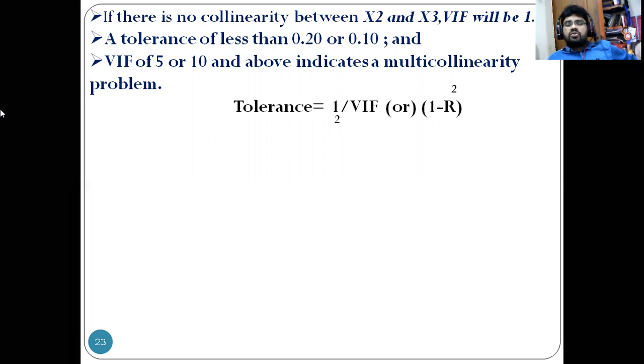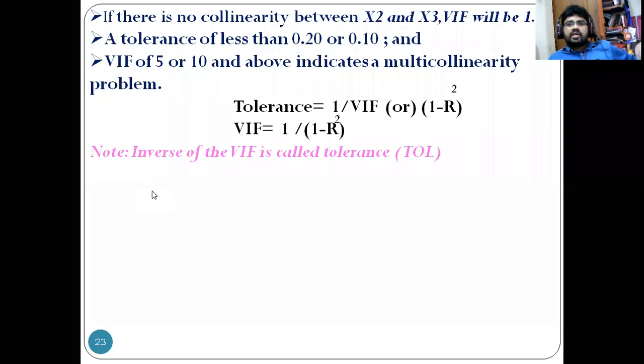So I'm going to show what the tolerance value is. As you know, tolerance is equal to 1 by VIF, or 1 by 1 divided by (1 minus R square), that is, tolerance is equal to 1 minus R square, or 1 by VIF. VIF is equal to 1 by (1 minus R square), as I told you earlier.